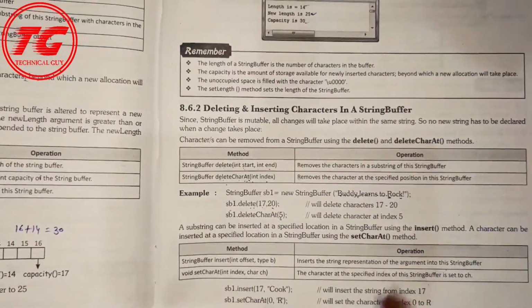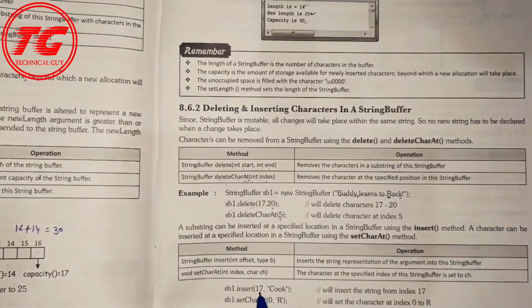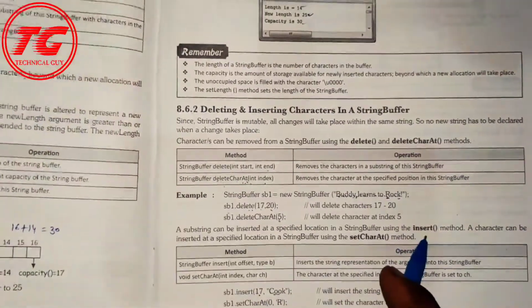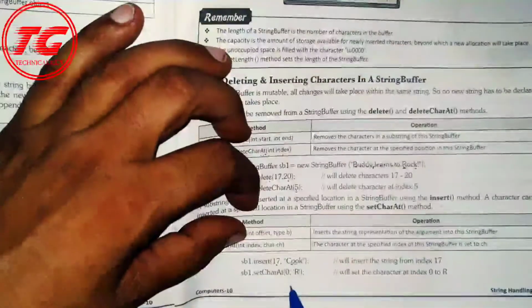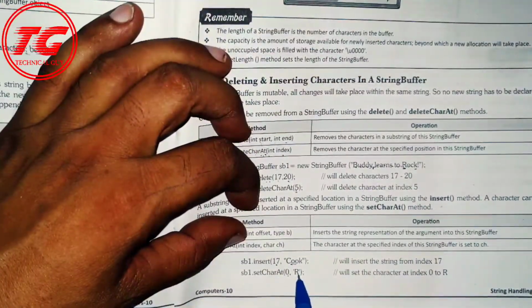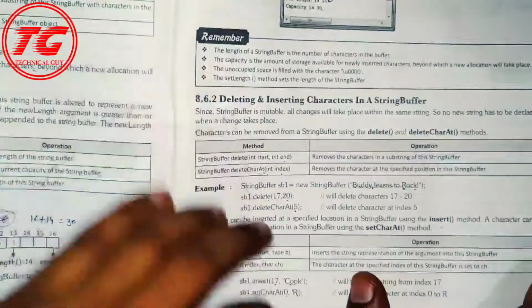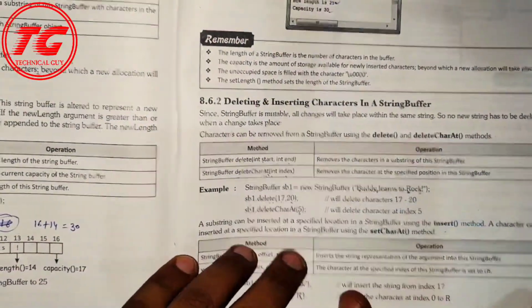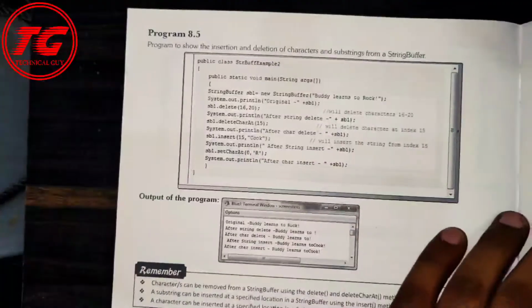Similarly we have the insert method. 17 is the index where this string will be inserted, and next we have setCharAt(0, 'R'), with the character R. So here the string buddy is already written, and now it will be changed. So here is the program.